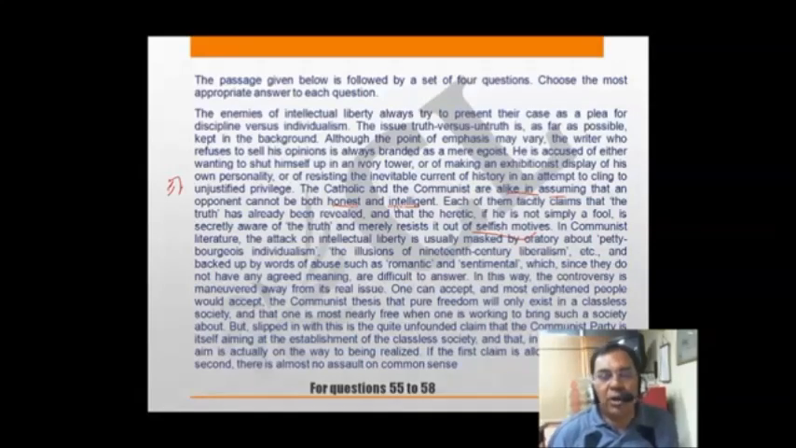So here they are talking about communist literature masked by oratory, like they generally bypass the issue, petty bourgeois individualism. Okay, such as romantic, which do not have any agreed meaning, are difficult to answer. That means they go into abstract thinking. So the controversy, the real issue, truth, untruth, does not go the same way, and things go away from the real issue. Then classless society.